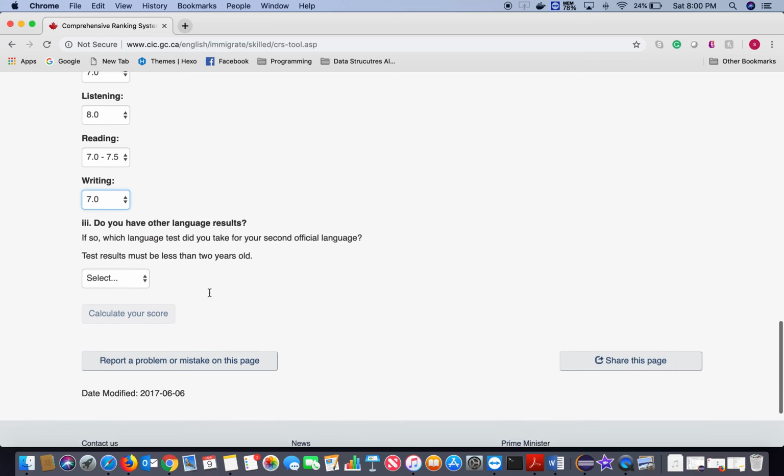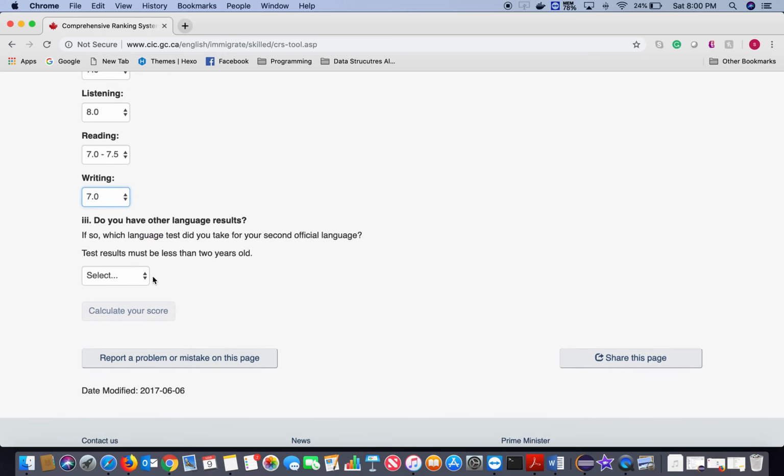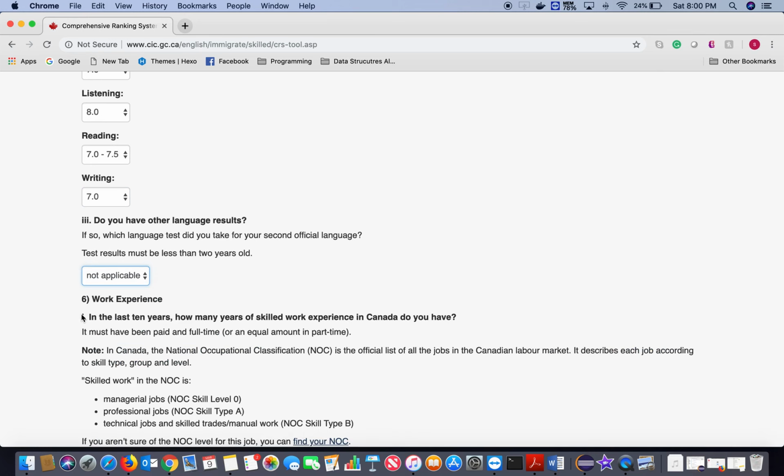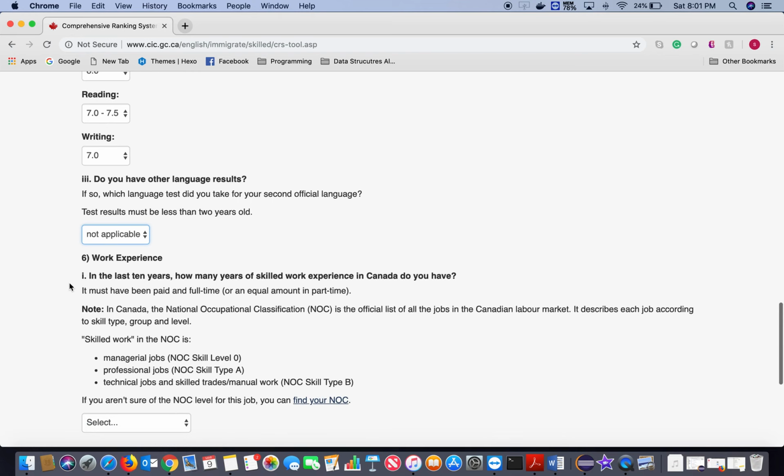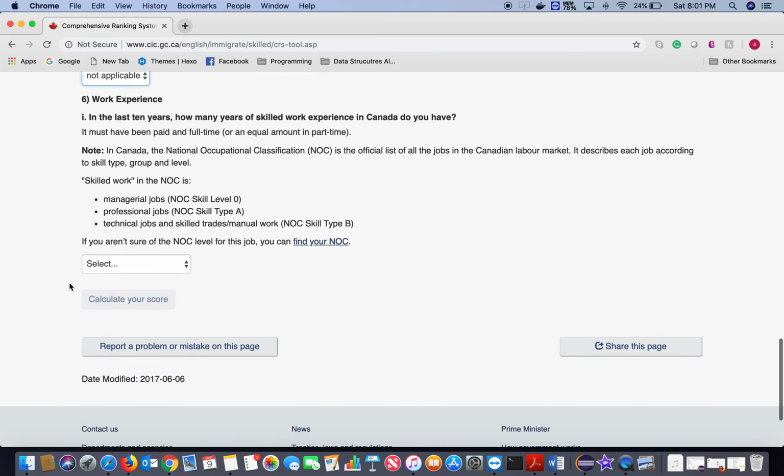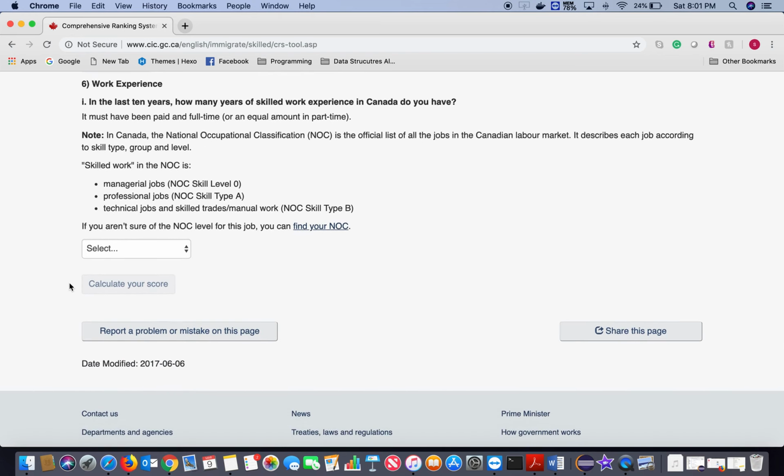Then it will also ask you if you have any other test results, which mostly is not applicable for the majority of candidates. If you have not taken any other language test, which is generally French, you would select not applicable. Now, the next category of questions belongs to your work experience.